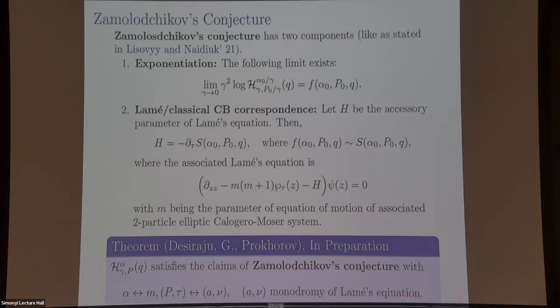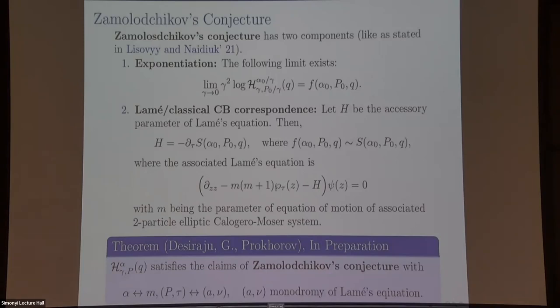So this conjecture has two components. The first one is that this limit exists. If you take the logarithm of my conformal block, scale it by gamma squared and send gamma to zero, then it should converge to some explicit thing. Moreover, this object is related to what is called the Lamé equation. It should be some derivative with respect to this tau parameter, which should be the so-called accessory parameter of the Lamé equation. You can think of it as, if this is the Lamé operator, giving an eigenvalue of this operator.